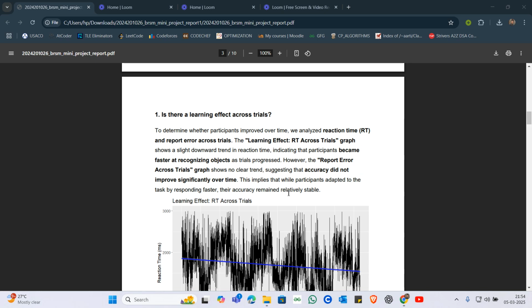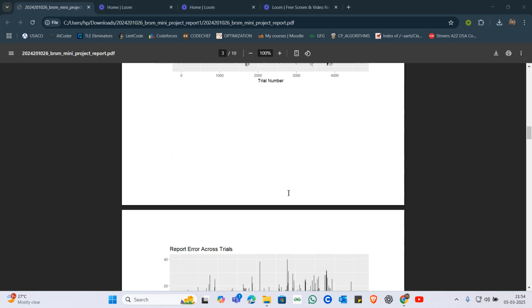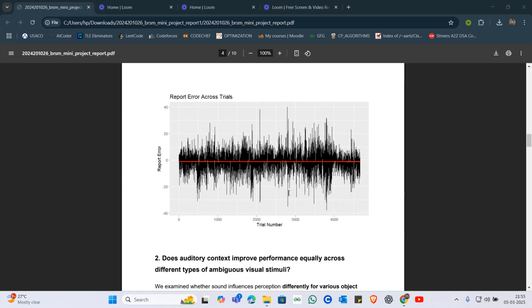The RT graph shows a slight downward trend, indicating that participants became faster over trials, suggesting a learning effect. However, the report error graph does not show a clear trend, meaning that accuracy did not necessarily improve over time. This implies that participants responded faster with practice, but the accuracy remained stable.